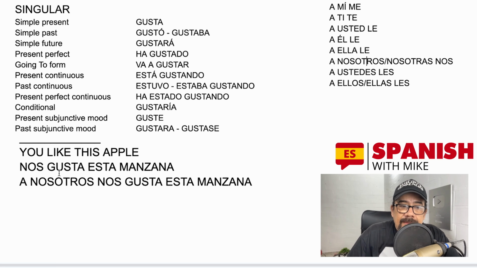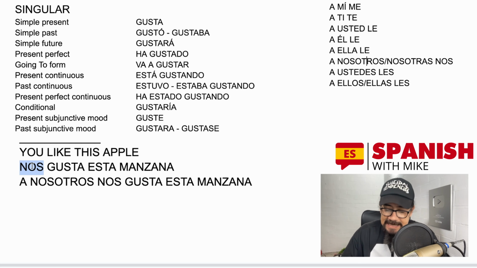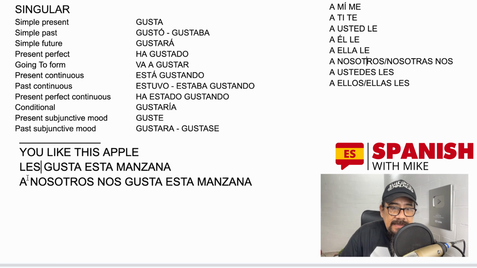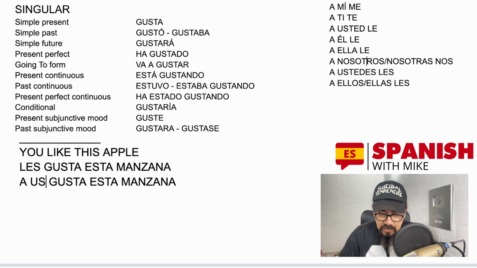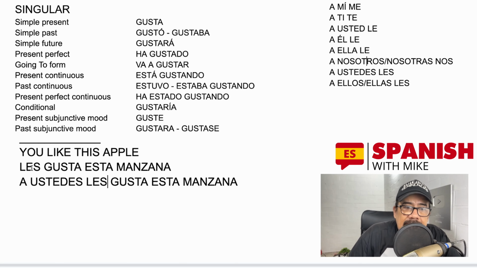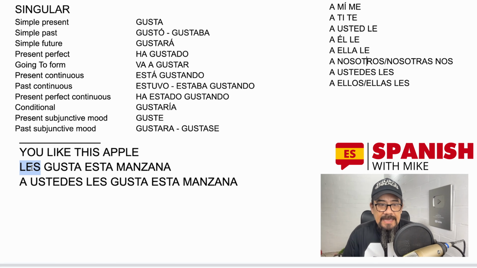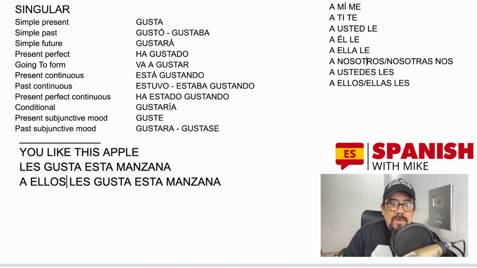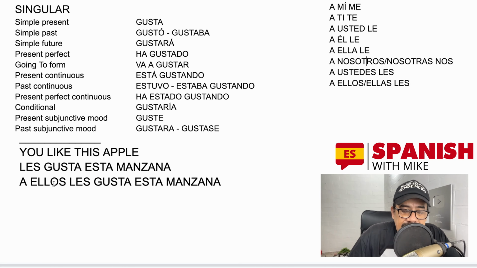Right? A ustedes les gusta. And ellos, ellas. A ellos les gusta, or a ellas les gusta. Masculine, feminine, it doesn't matter. So that's the way we conjugate in the simple present tense.